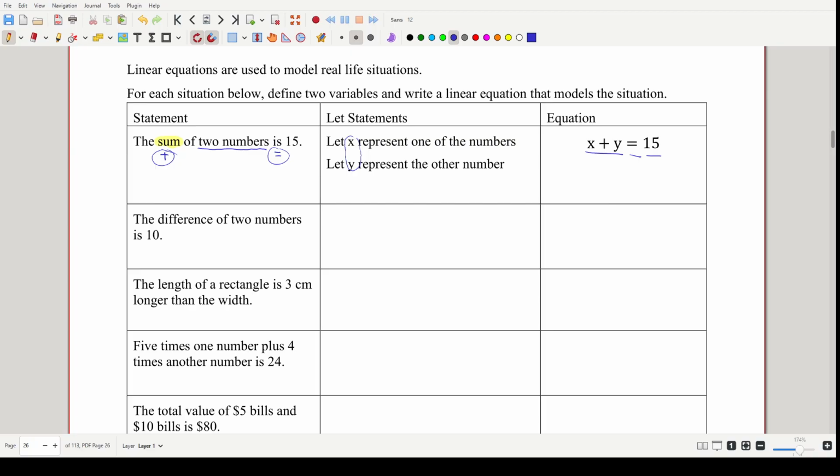The difference of two numbers is 10. This is the exact same problem, but now we're talking about difference, which of course means subtraction. But other than that, it's exactly the same. So we can describe our variables in the same way. So I could say let x, you have to pardon my handwriting here, instead of writing "represent," I'm going to keep it nice and simple. Let x be the first number, or let's say the larger number.